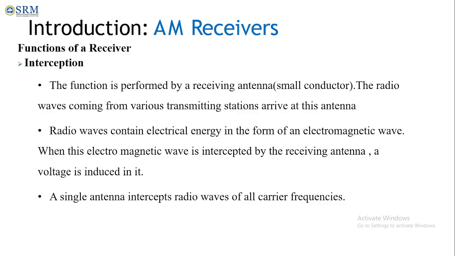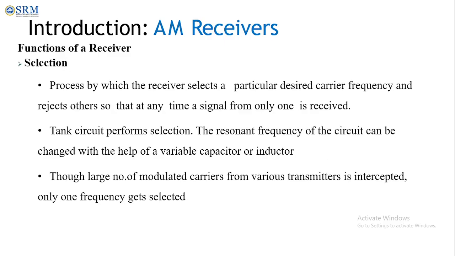After receiving the signal, a voltage is induced in the antenna. A single antenna intercepts radio waves of all carrier frequencies. Selection means the receiver can select a particular desired carrier frequency and reject the remaining frequencies. To perform selection, a tank circuit is used. A tank circuit has a resonant frequency which can be changed with the help of the capacitor and inductor. A large number of modulated carriers from various transmitters are intercepted, but only one frequency gets selected.